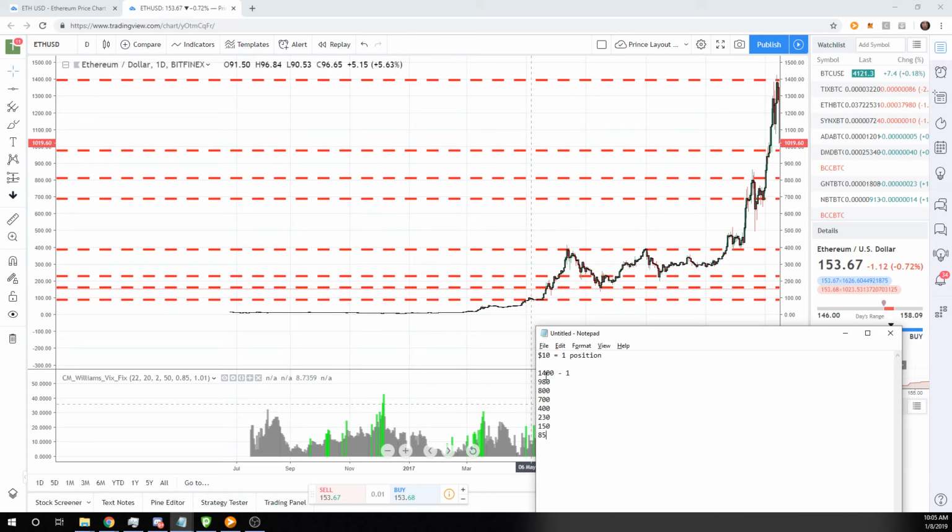Now, if we were to do something like double up on each one, what that would mean is we would buy progressively more each time. 16, 32. I'm a programmer, I know this stuff. 64, and 128 positions. Now, to figure out how much I was actually spending at each point, all I need to do is multiply this number by how much one position is, $10.